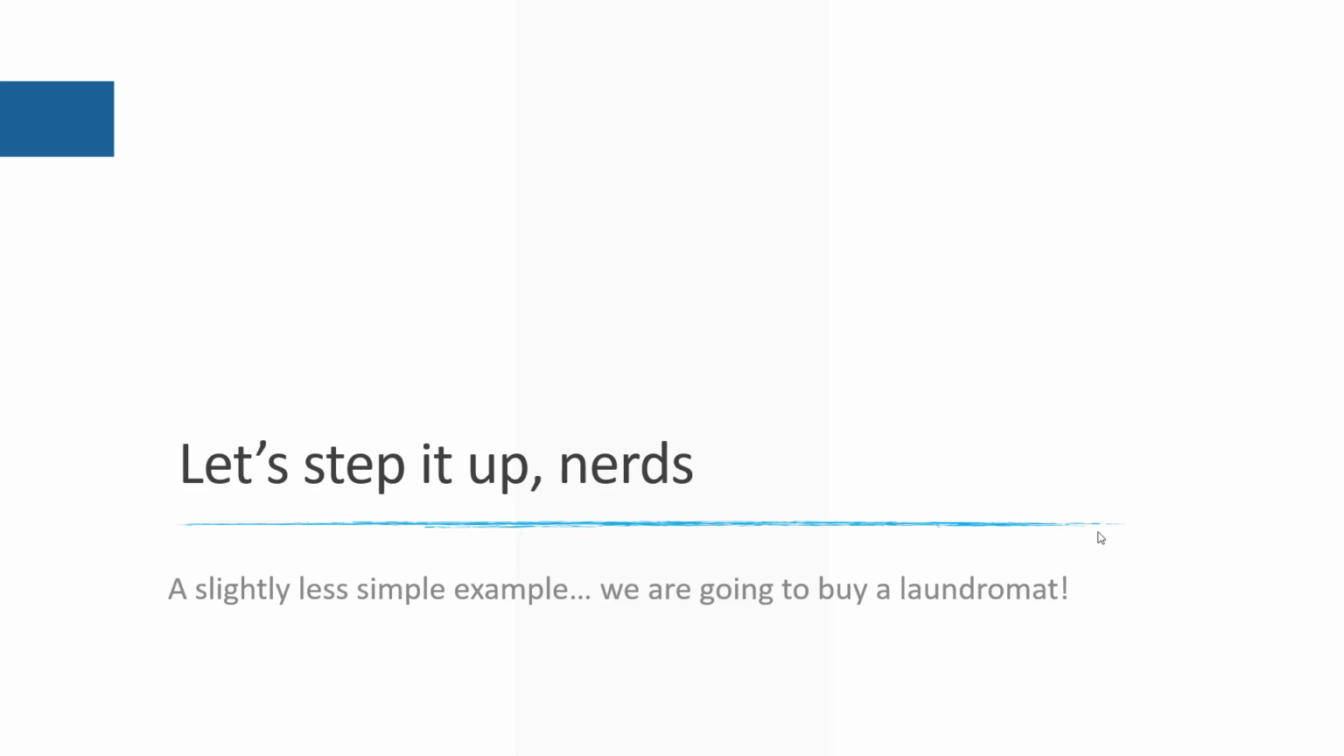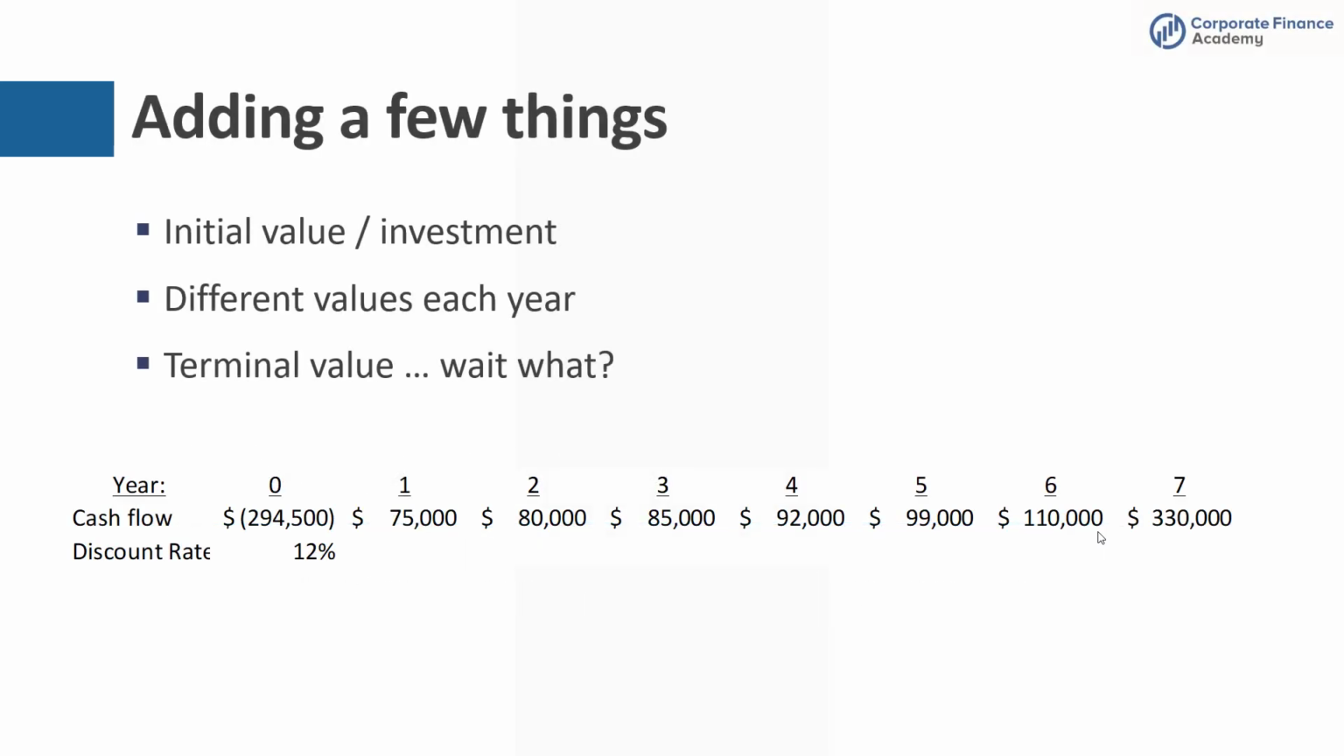Okay, we've got to step it up a little bit here. So, a slightly less simple example. We are going to buy a laundromat. We're going to add a few things in this purchase of the laundromat. An initial value or initial investment. We're going to have different values each year, not the same simple thing we had before. And we're going to have a terminal value. So we'll get to it. So here, what we're going to say is we're buying an existing laundromat for $294,500.